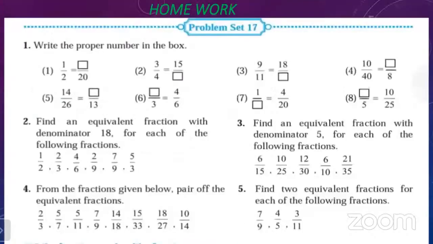Now look here, homework time. This is a problem set from your textbook. Question number 1, question number 2, question number 3, question number 4 and question number 5 are given here. So take a screenshot, children, and find the answers to all these questions.